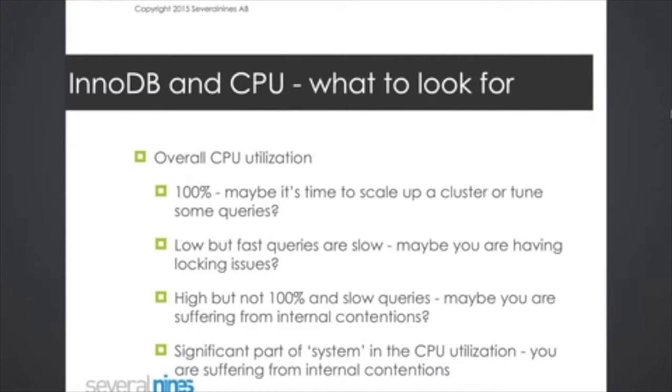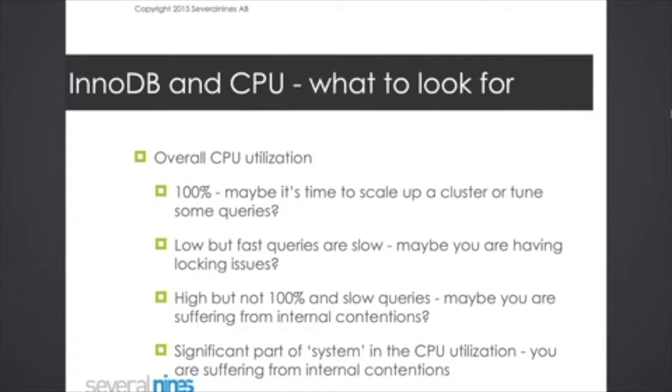row level locking. What about the high CPU utilization, but not 100%? Let's say 75, 80%, and still slow queries. Well, in this case, this could lead us to the point that there may be internal contention within InnoDB, like MUTEX contention, something like that. And therefore, under your particular workload, InnoDB can't fully utilize the potential of the hardware that your server is using.